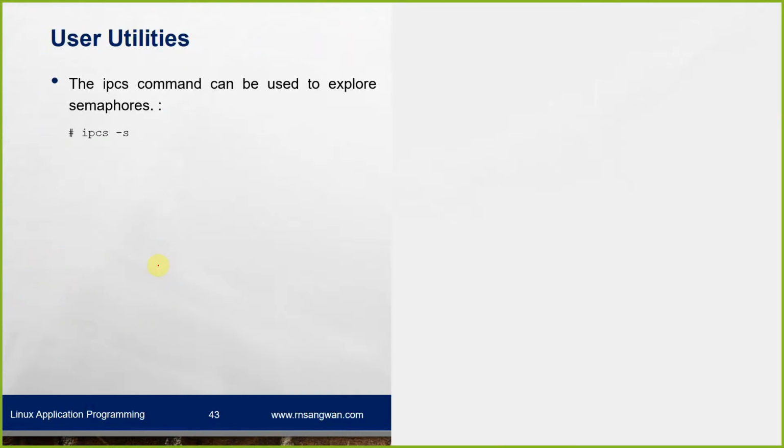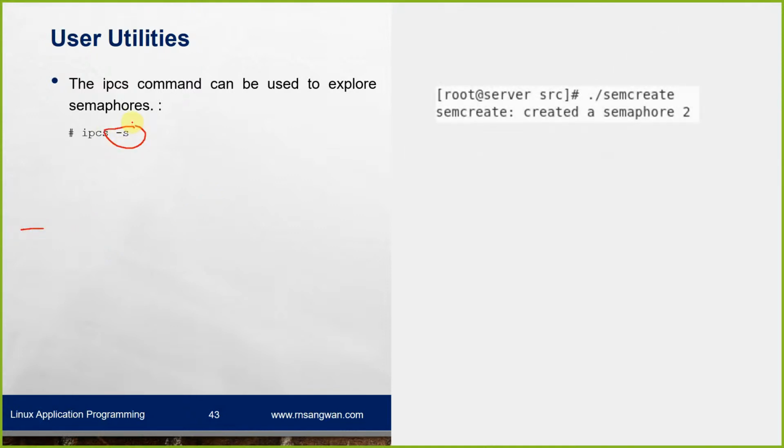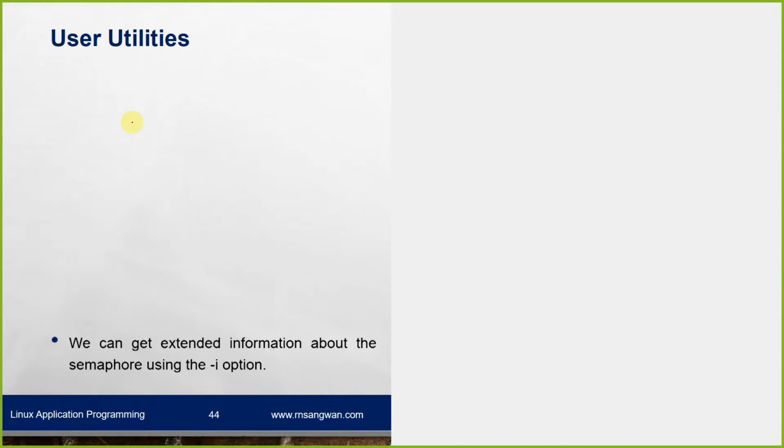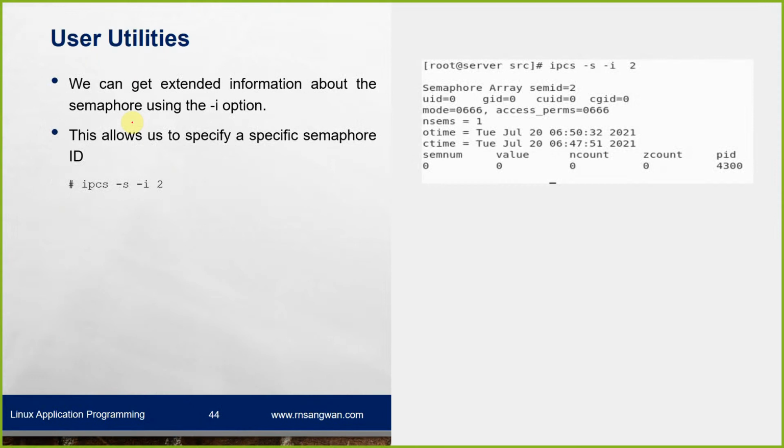For user utilities, we have the ipcs utility, the same utility, but this time passing the argument -s for semaphores. Commands remain the same, options are changing. Yesterday we discussed the ipcs command. This presents all the semaphores that are visible to the calling process. Let's create semaphores and get details. So create it, verify it, and you will see the details. Exactly the same way, if you want more details, you can use the -i option, the way we discussed yesterday: -s, -i and 2, and you'll get the details.